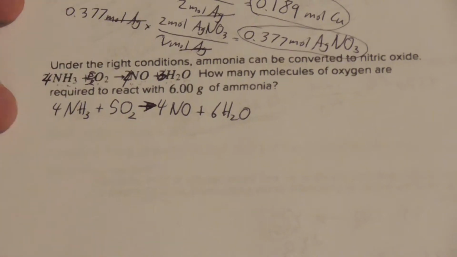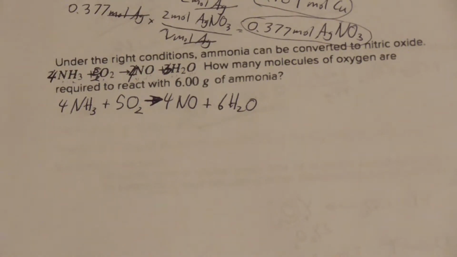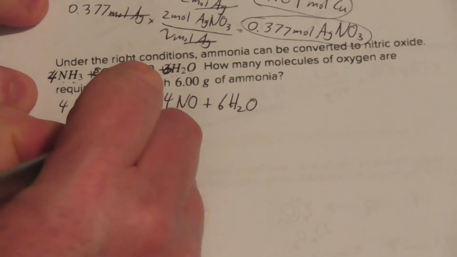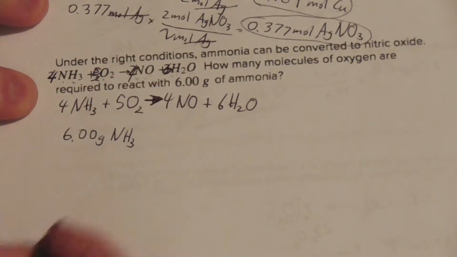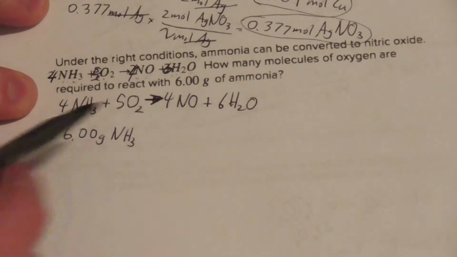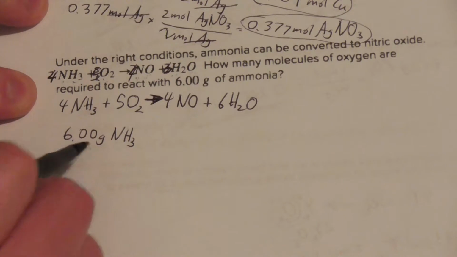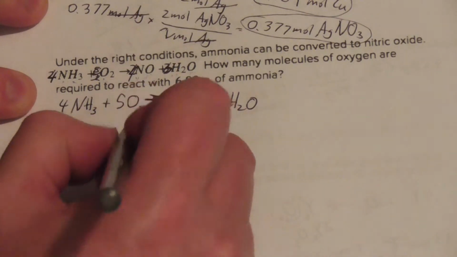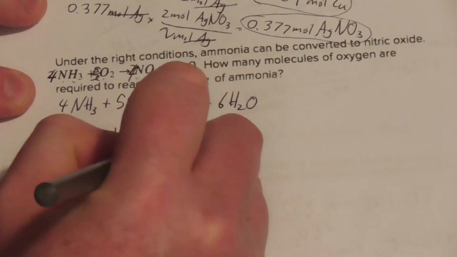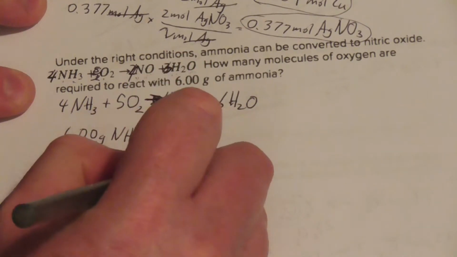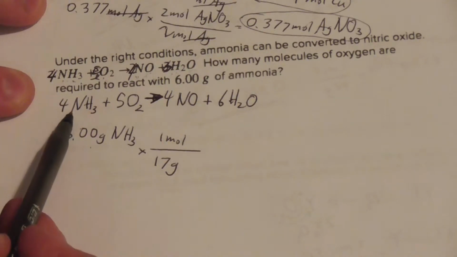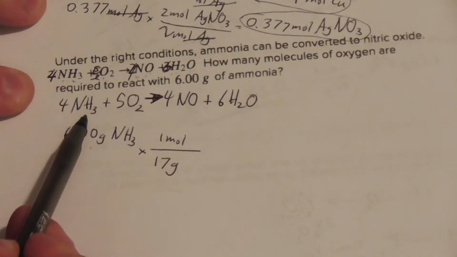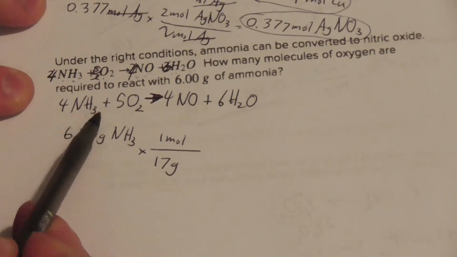Now, how many molecules of oxygen are required to react with 6 grams of ammonia? I write down what I know. 6.00 grams of ammonia. I have my balanced equation. That's step 1. Step 2 is units to moles. This one I do have to change to moles because that is a gram value. So 1 mole over 17 grams. Where did that 17 come from? The molar mass for nitrogen is 14. Molar mass for hydrogen is 1, but I have 3 atoms. 14 plus 3 is 17.